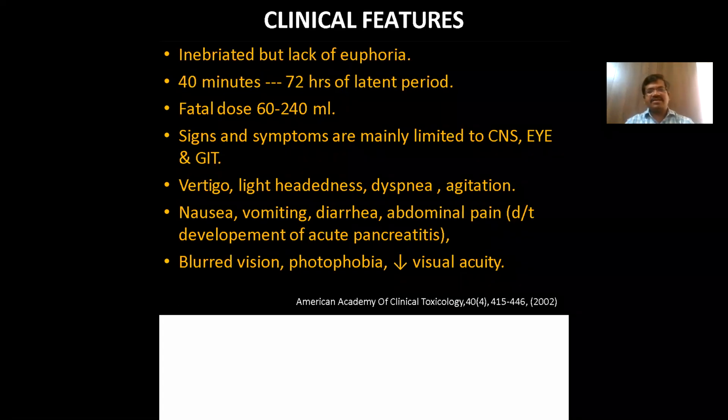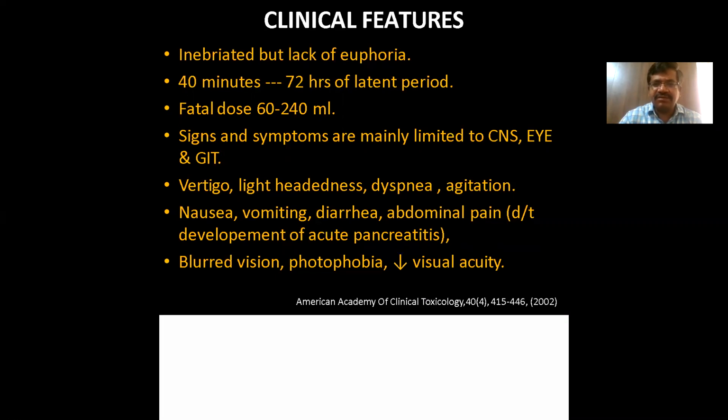The clinical features: the person is inebriated but lacks euphoria. It's not like ethanol activity, where euphoria is more common. A latent period of 40 minutes to 72 hours is usually seen. The dose is 60 to 240 ml, which is quite high, and this is the dose that commonly causes it. Signs and symptoms are mainly limited to the CNS, eye, and GI tract. It's not like ethanol, where the liver is more commonly involved.